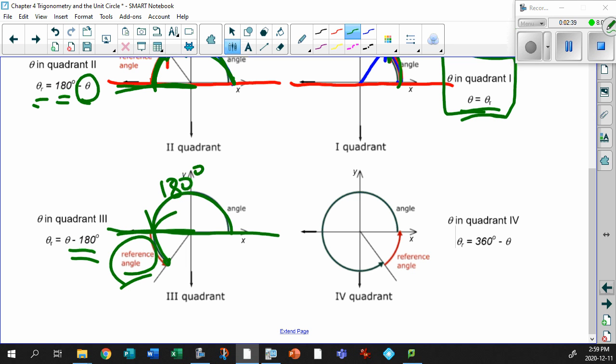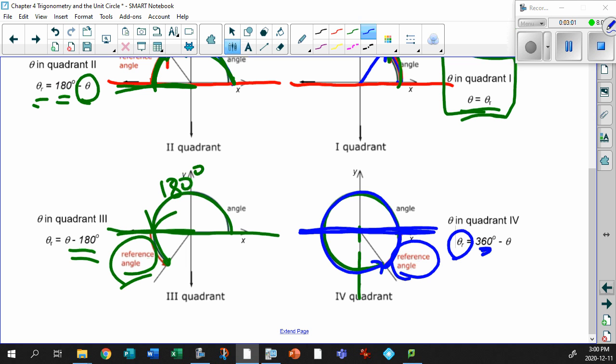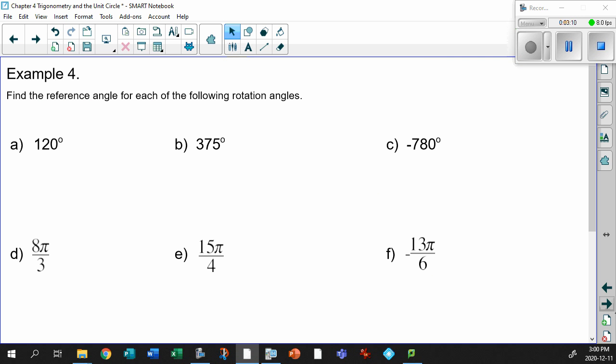Look at this one. Same kind of idea. If you go all the way to here, remember, you don't care about this. That's not what you're measuring it with. You're measuring it with the x-axis. So how much is left to make 360 degrees? Well, simple. Take the 360, subtract what you had, gives you your reference angle. You'll get the hang of it as soon as I throw a couple of questions at you. So let's stop wasting time and get to the questions.